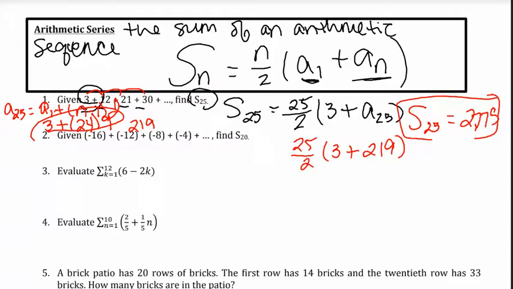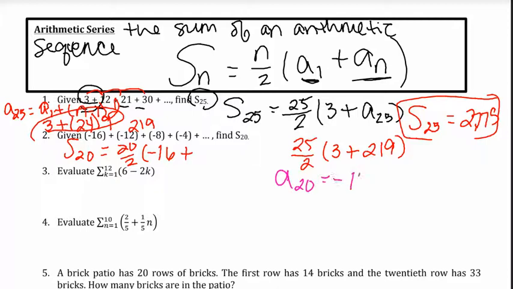Number 2 is the exact same thing. Number 22 is S sub 20 equals 20 over 2 times my first element, which is negative 16, plus my 20th element, which I don't know yet. So I have to find what a sub 20 is.